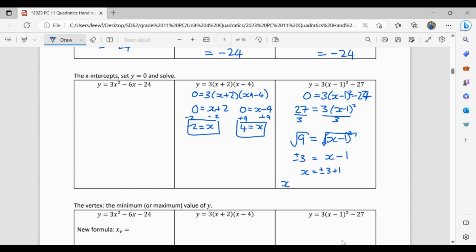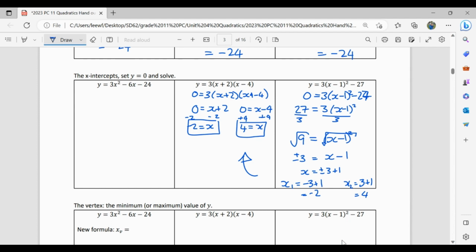In other words, the first one is minus 3 plus 1, which is minus 2. And the second answer is plus 3 plus 1, which is 4, agreeing, of course, with the answers we already got here. So we can solve for 0, whether it's in factored form or in completed square form.